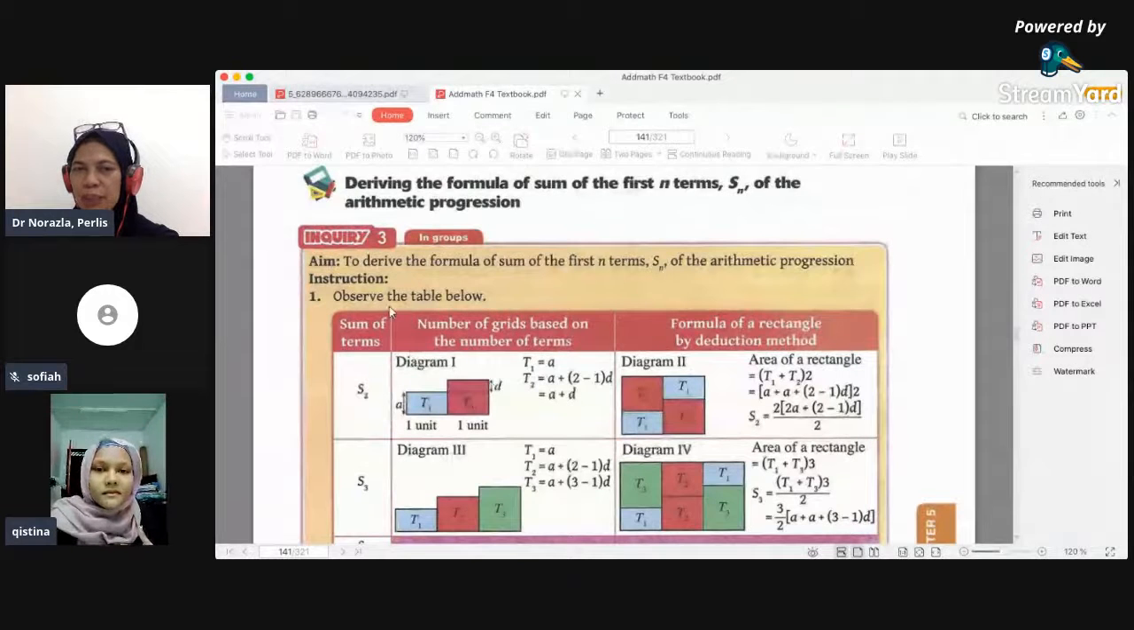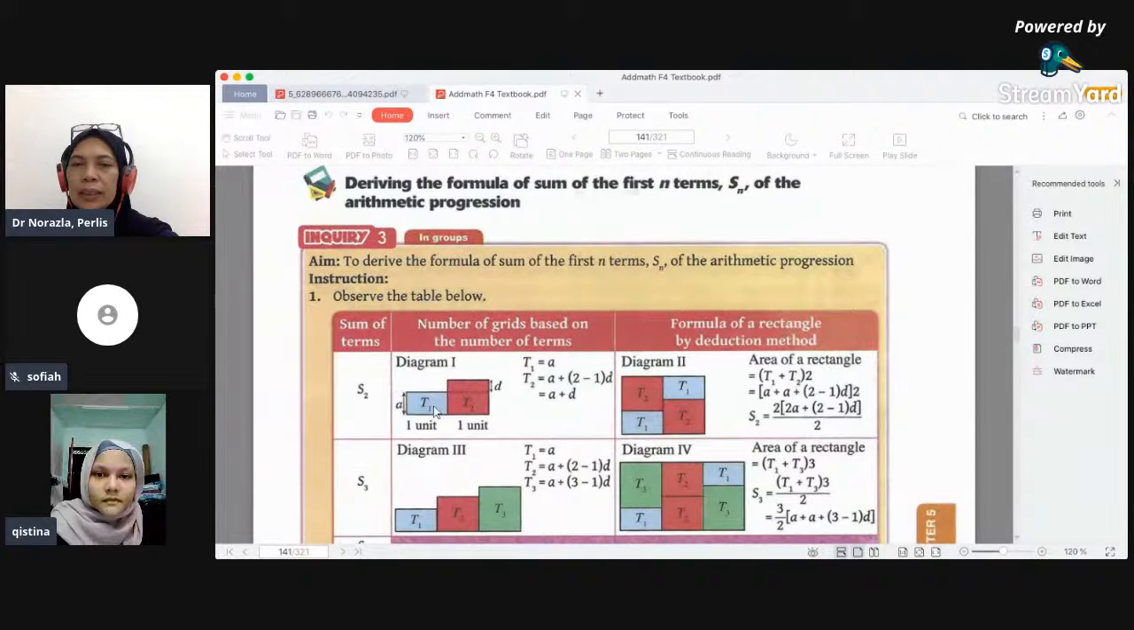Okay, we will observe this table. So look at the first diagram. You can see here that we have 2 terms which are represented by T1 and T2. Can you see what is the difference between the first term and the second term? Okay, so let's take a look at the height of the diagram. So the height of the diagram is represented by A, which means the first term, or we can call it as first term.